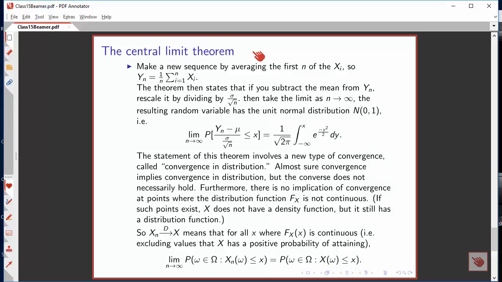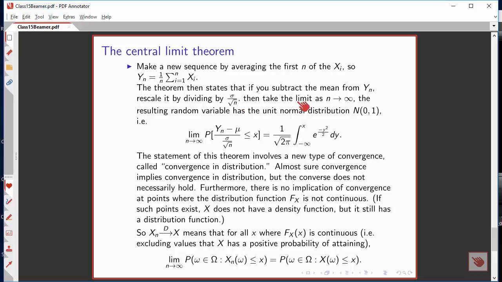So here's exactly what the central limit theorem says. We've got these random variables. I'll refer to them generically as capital X sub i, and we will average n of them together. That is, add up n of them, divide by n. That makes a new random variable, Y sub n. We then subtract the mean from Y sub n, so we get something that has an expectation of 0, and we rescale by dividing by sigma over the square root of n.